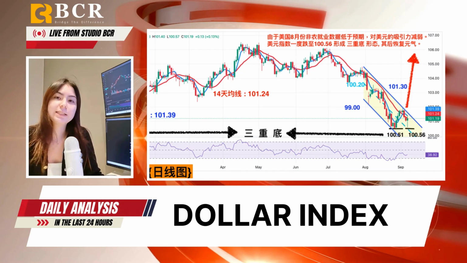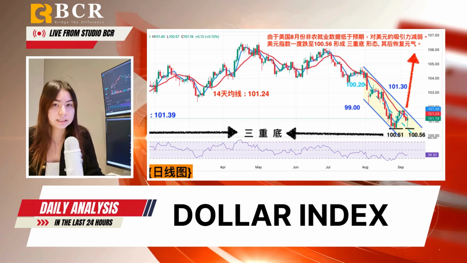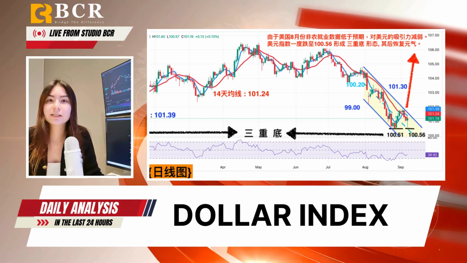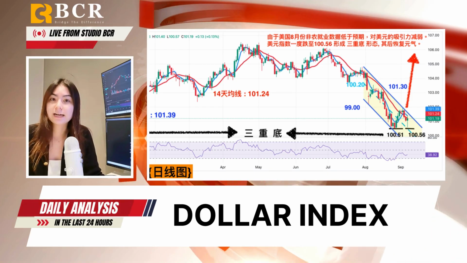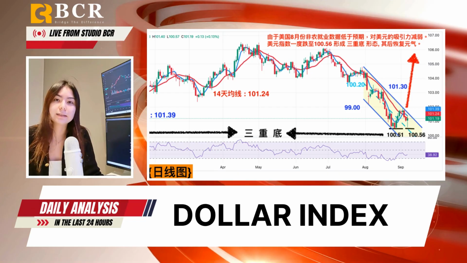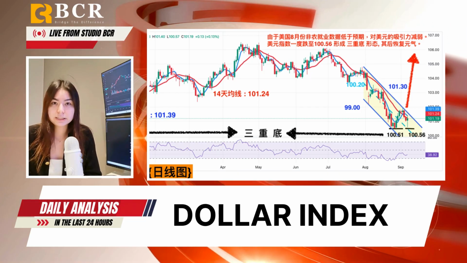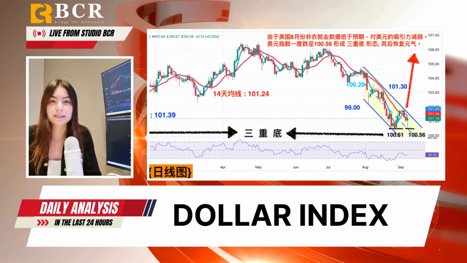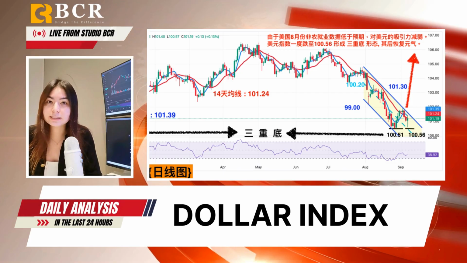Technically, the US dollar is bearish, with the RSI indicating negative momentum. The key resistance levels are at 101.52 and 101.92, while the support is at 100.89. If the dollar drops further, the psychological barrier of 100 could be tested, with a potential low of 99.57 or even 97.73.